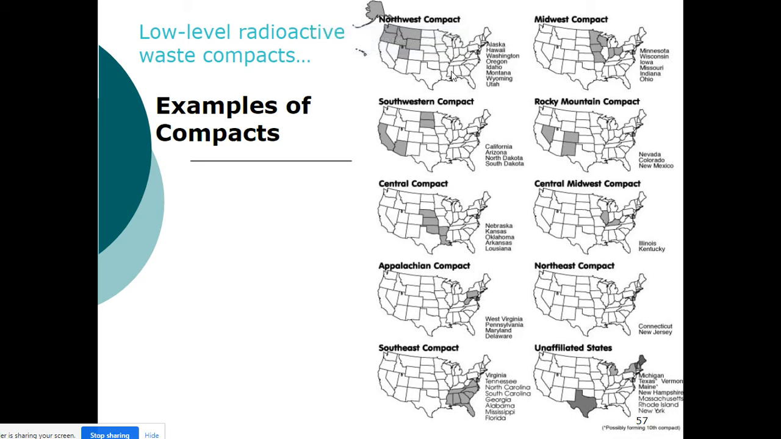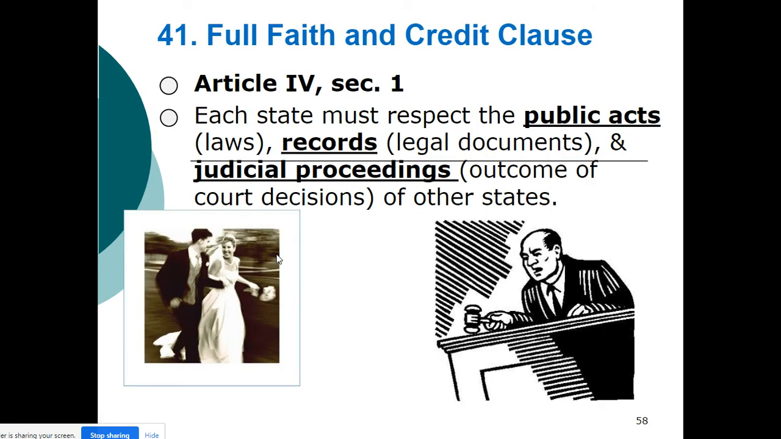Okay. So you have regional compacts. And apparently it includes low level radioactive waste. You have these Superfund sites too. Notice how you have some that aren't affiliated with any compact. All right, on waste, radioactive waste.